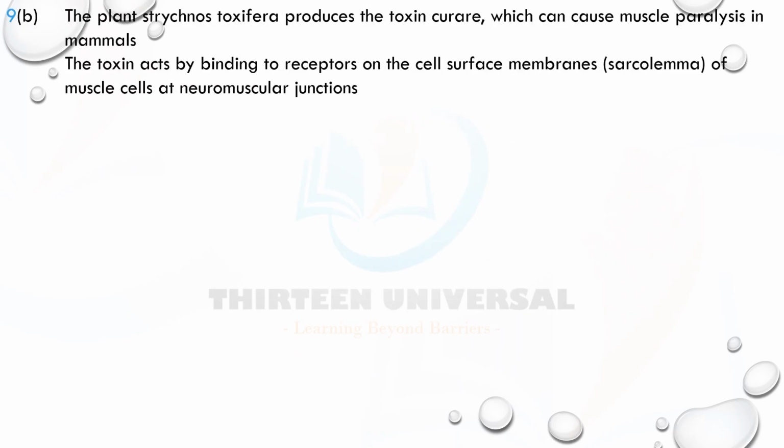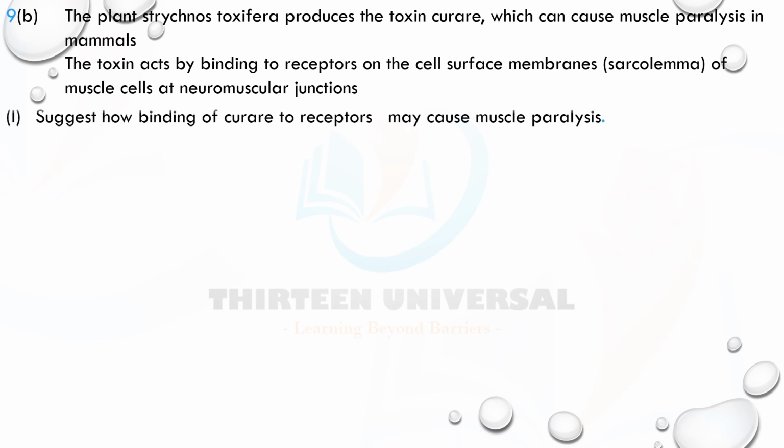The plant Toxosphaera produces toxin Caie, which causes muscle paralysis in mammals. The toxin acts by binding to receptors on the cell surface membrane, the sarcolemma, of muscle cells at the neuromuscular junction. Suggest how binding of Caie to the receptor may cause muscle paralysis.